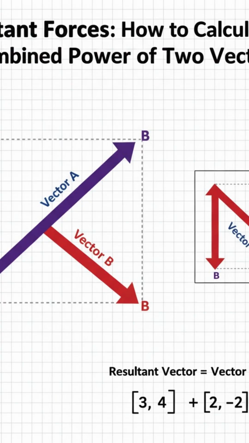Simple real-life example. If you push a box forward and a friend pushes it sideways, the box moves in a new direction. That new movement is the combined power of both pushes.